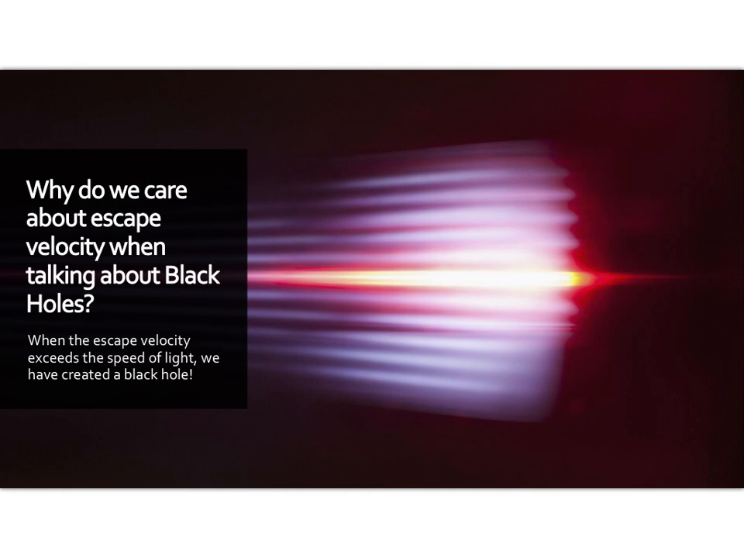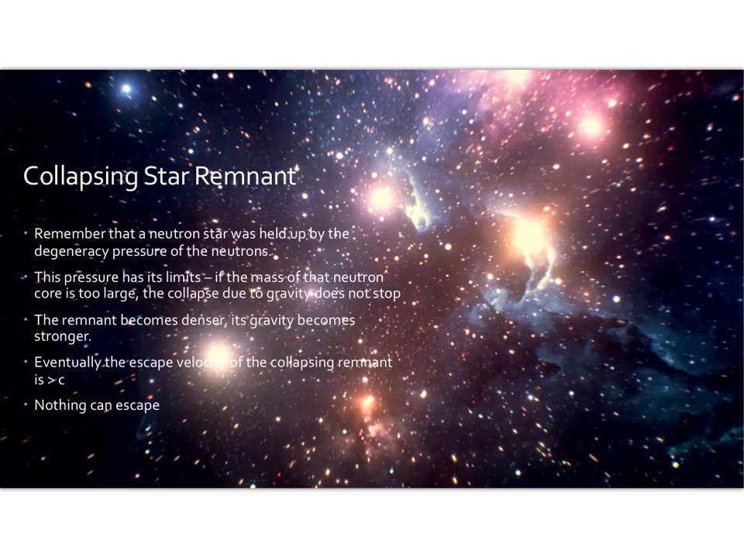So basically, the reason that I wanted to talk about the escape velocity is because this is how we define the sort of becoming of a black hole. If the escape velocity of the object, that is the black hole, exceeds the speed of light, then we've created a black hole. So how does that happen?